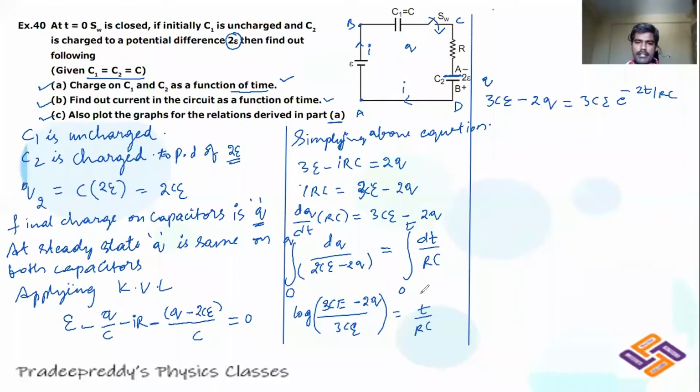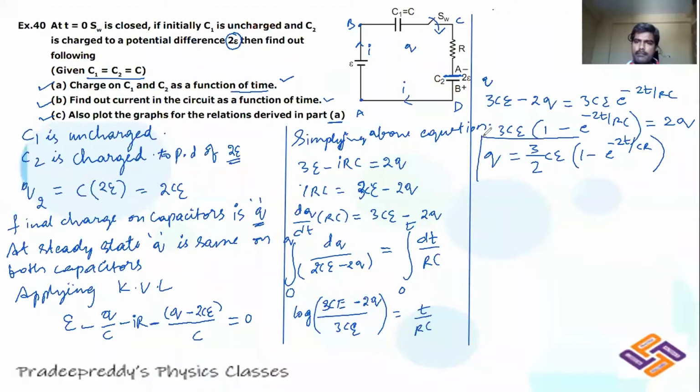And this is the expression, like log comes over here, and evaluating this total function, you will get this expression. So you can take 3CE common from this, it is 1 minus e power minus 2t divided by RC. Bring this 2Q to the other side, that is equal to 2Q. From here you can write the final expression for charge Q, which is 3 by 2 CE into 1 minus e power minus 2t divided by CR. This is the final expression for charge.